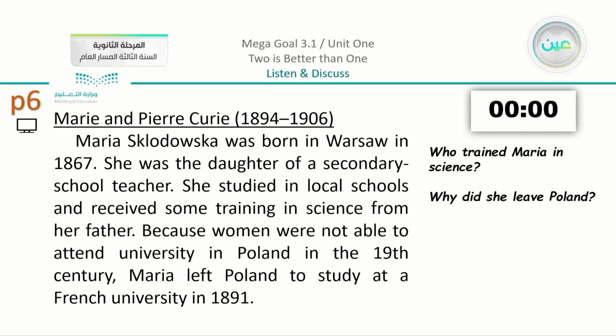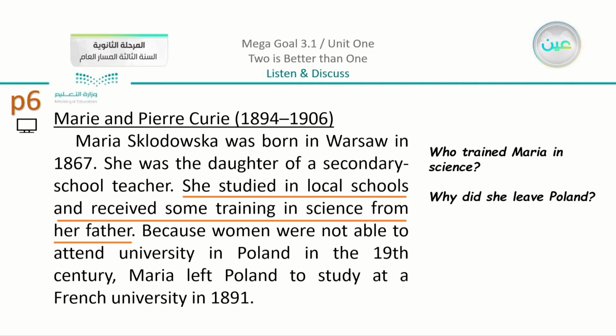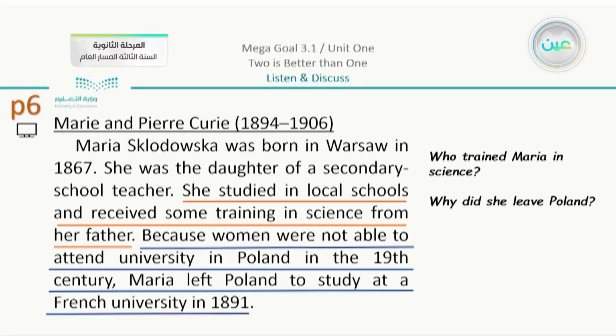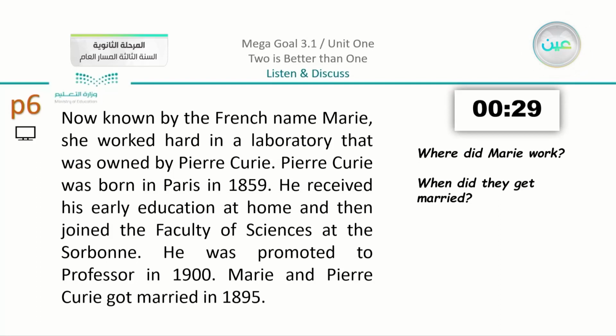We have the first question: who trained Maria in science? Her name is Maria. In the first part, who trained? She studied in local schools and received some training in science from her father. And why did she leave Poland? Maria left Poland to study at a French university in 1891. Moving on to the second part, countdown.